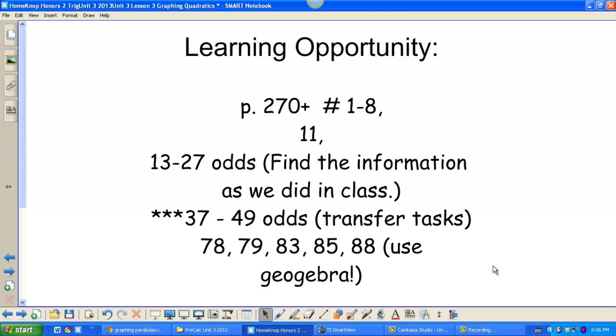78, 79, 83, and 85. And don't worry about 88. You can use GeoGebra or your graphing calculator, but that could be something we go over in class. But see if you can tackle it yourself. Good luck.